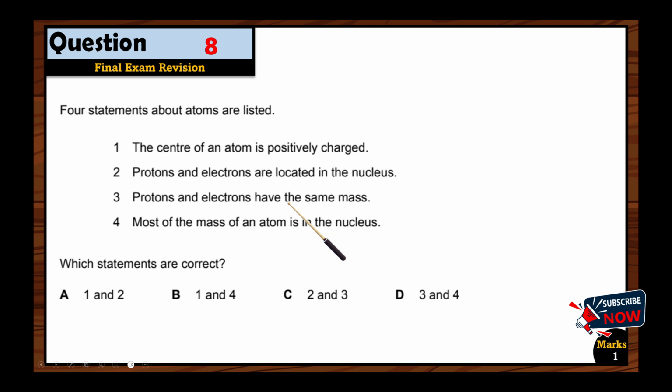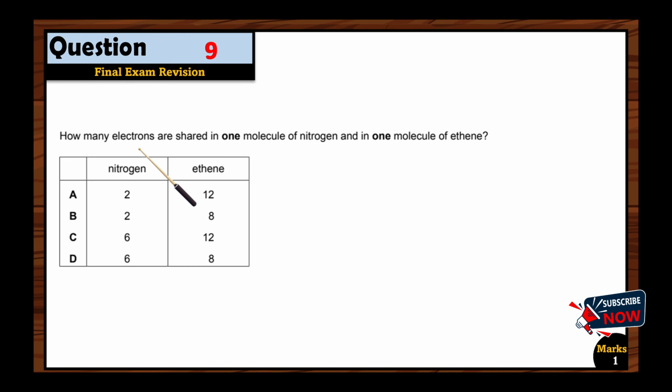Protons and electrons have the same mass. That is wrong. Protons have a mass of 1 AMU, whereas electrons have almost a negligible mass, right? So most of the mass of an atom is in the nucleus. Yes, that's right, because protons and neutrons are in the nucleus. So that's why most of the mass is in the nucleus. So option 4 is right and option 1 is right. So it means B option is correct.